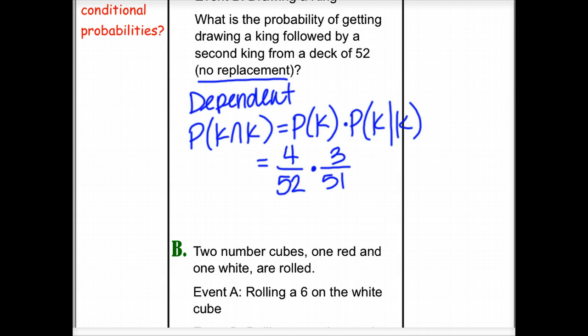I don't want to multiply 52 times 51, but I know that 4 and 52 are both divisible by 4. That is 1 and 13. And 3 and 51 are both divisible by 3, which gives me 1 over 17. So now 1 times 1 is 1. 13 times 17 is 221. And my answer then is 1 over 221. So it's not a very good chance of that happening.